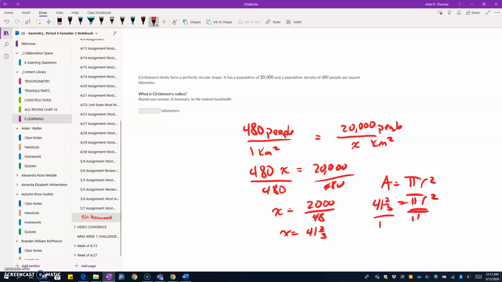So I'm going to start by dividing by pi. I'm going to take that number that I just got, divide by pi, and use the pi button. And I get 13.262911 equals r squared. Next thing I'm going to do is take the square root of that to solve for r, and when I do that, I get r equals 3.6418. So 3.64 would be to the hundredths. So we're looking at 3.64 kilometers for the radius.